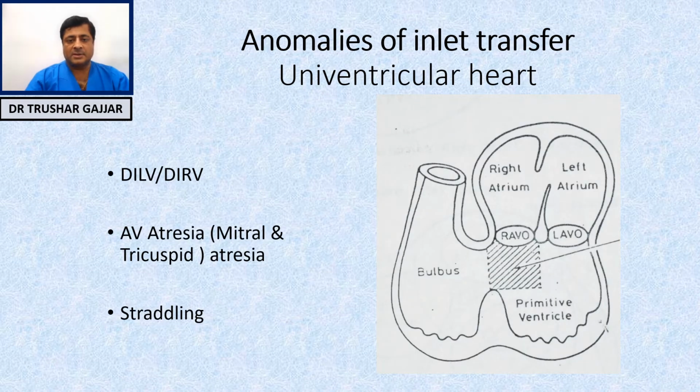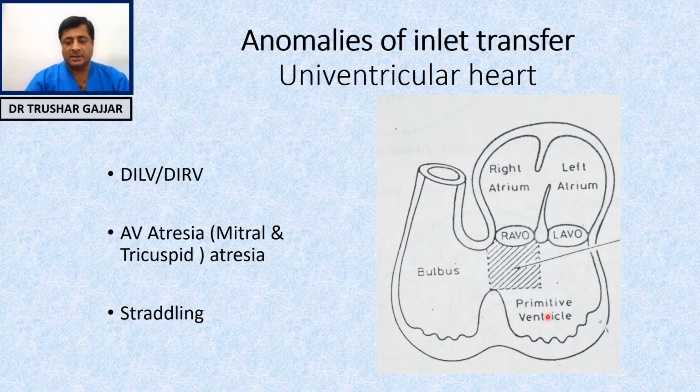So let us see the anomalies of inlet transfer. We saw that this is the primitive heart tube which has had a looping, and the atria is divided by the atrial septation. The AV canal is divided into the right AV orifice and left AV orifice. This portion of the right AV orifice, beneath it, has to move towards the bulbus, so the right atrium gets communicated with the right ventricle, the future right ventricle from the bulbus. If this mechanism doesn't occur, the shifting doesn't occur, that leads to double inlet left ventricle.